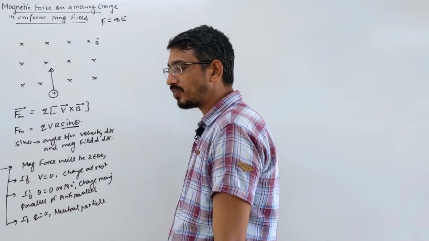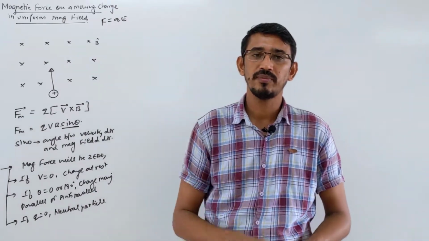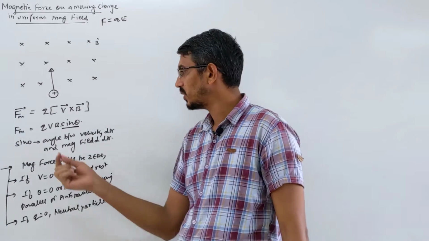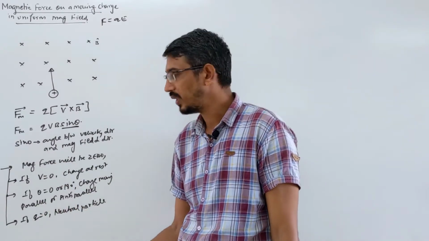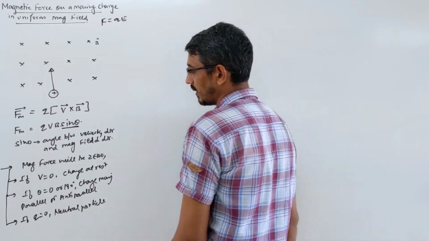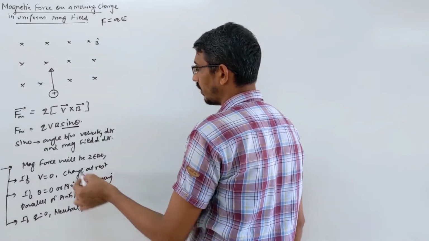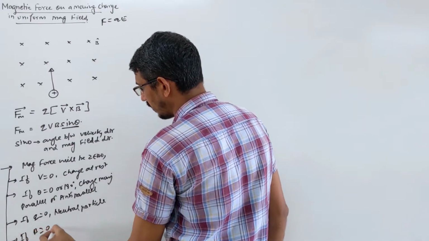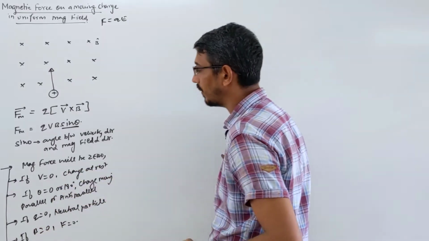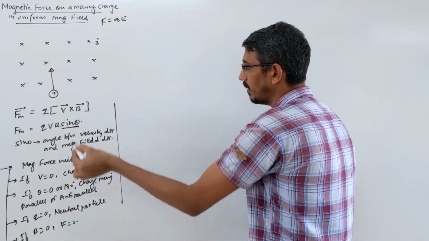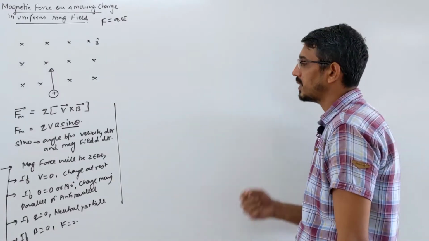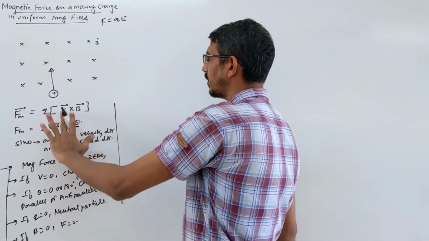Like, if a neutron is moving through some magnetic field, it will not deflect and will not experience any force, because charge 0 means no force. Also, the magnetic field may be 0: if somewhere the magnetic field becomes 0, then the force is also 0. These are some points when the magnetic force will be 0 on a particle. Now listen carefully. This is a general formula.